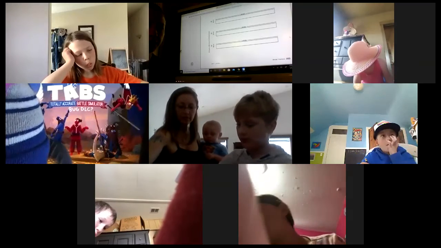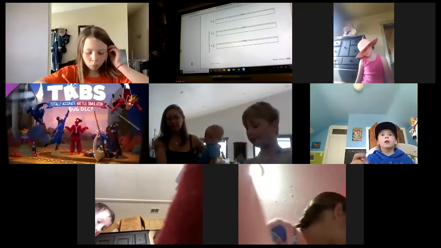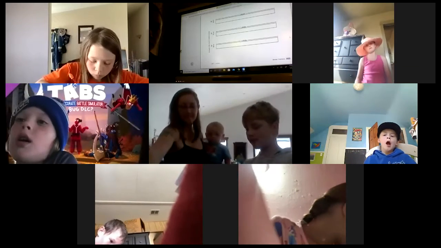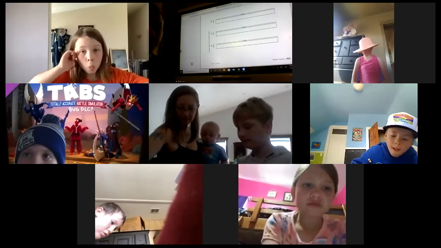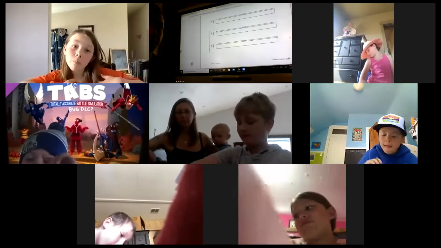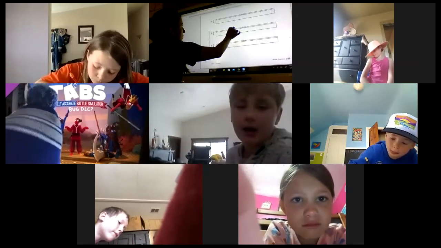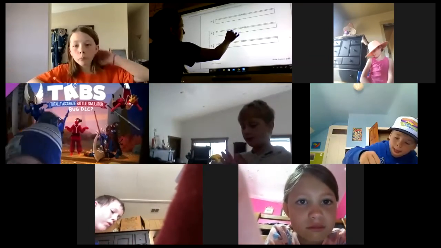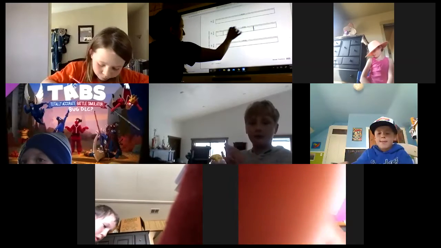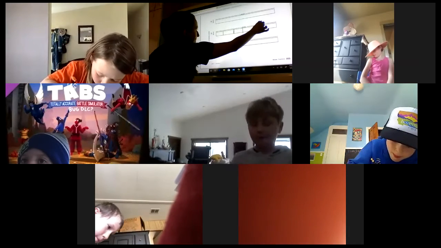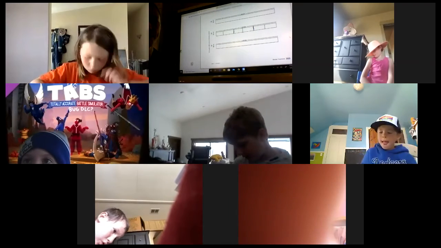I can divide 6 by 3. So I could first split my bar into thirds and then split those ones in half. Or I could split it in half and then split it in 3 different parts. So I'll try my best to do thirds and then just split those ones in half. Okay, so I should have 6 equal parts.